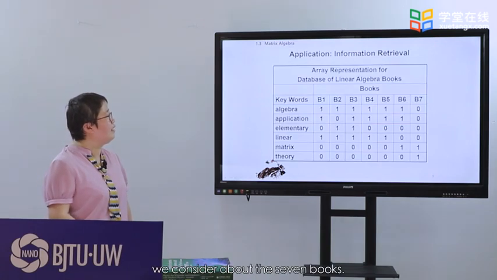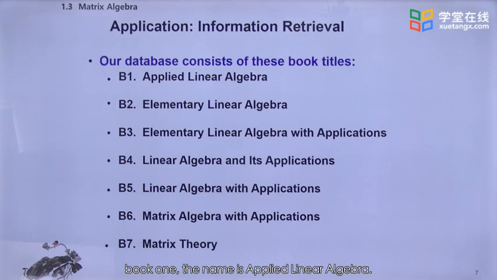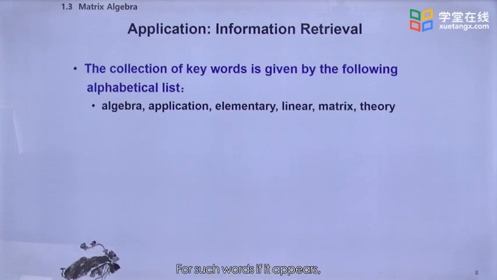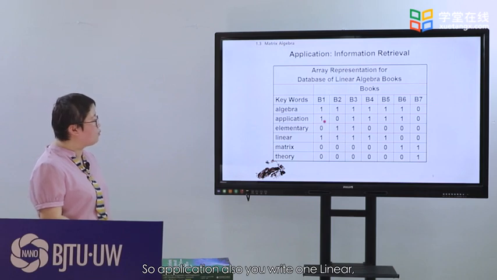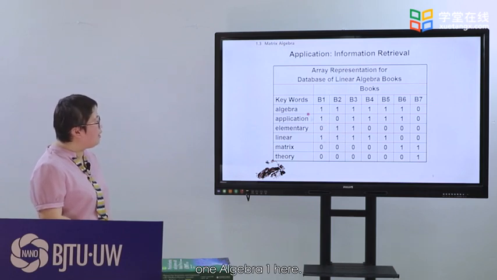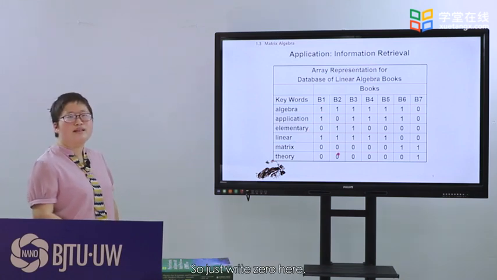And then we consider the 7 books we have, the titles. So you can have this table. This table means, for example, book 1, the name is Applied Linear Algebra. For such words, if one appears, you will write 1 here. Applied, so application, you treat it as equal, okay? So application also you write 1, linear 1, algebra 1 here. Other keywords do not appear, so you just write 0 here.